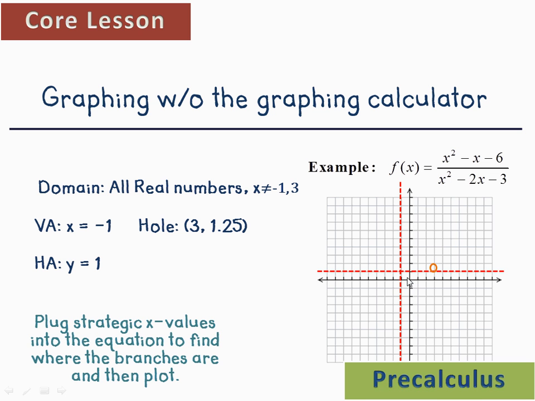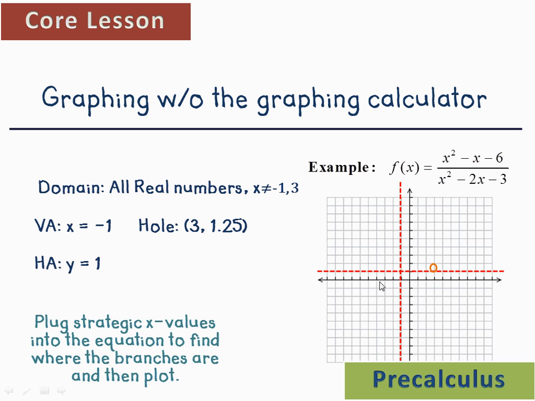So if I plug in 0, 0 is a very easy number to plug in by hand. So if I plug in 0, 0 minus 0 minus 6, over 0 minus 2 times 0, which is 0, minus 3. So you get -6 over -3, which is 2. So I would plot a point at (0, 2). And that tells me this branch is actually in this corner.